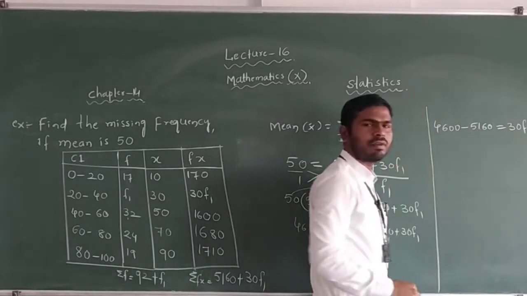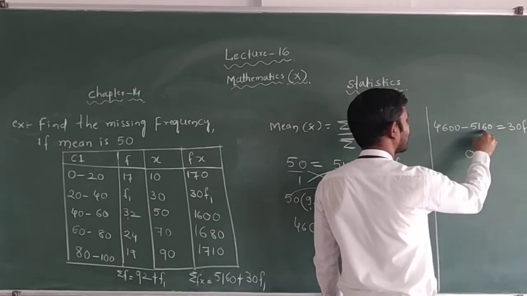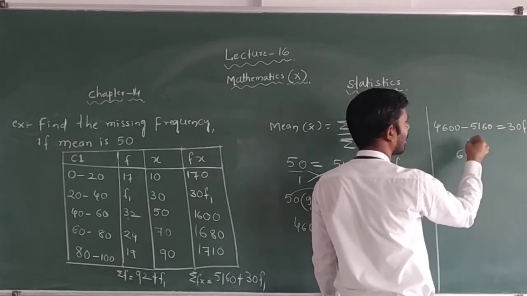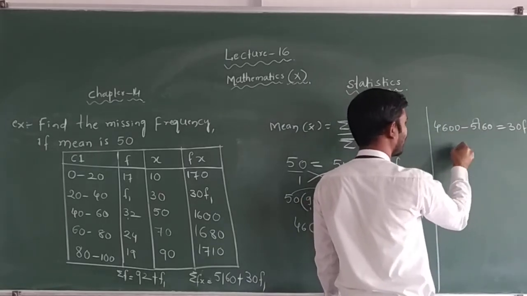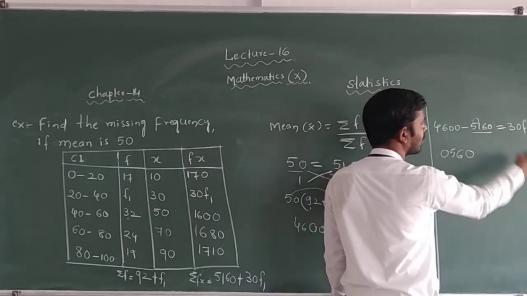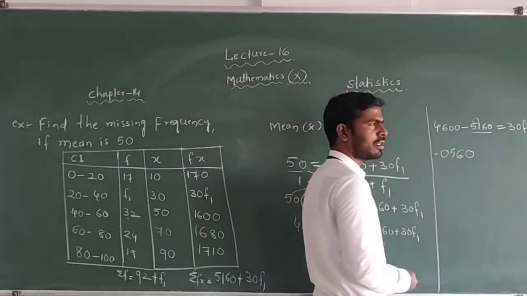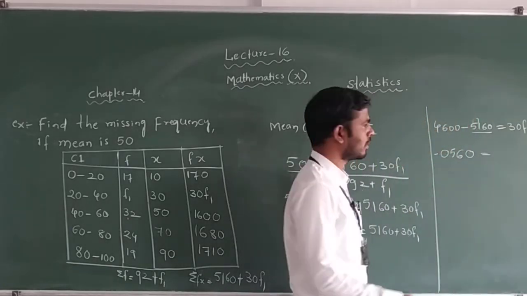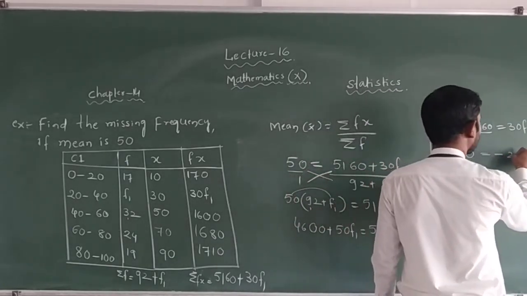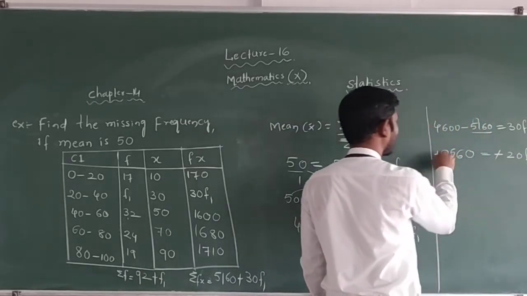4600 minus 5160. 0 minus 0 is 0. 0 minus 6, so you take a carry, 10 minus 6 is 4. 5160 is greater, that's why I have to keep the minus here. Next one is 30 f1 minus 50 f1, so we get minus 20 f1. So the minus gets cancelled.